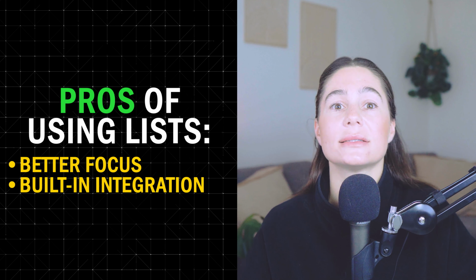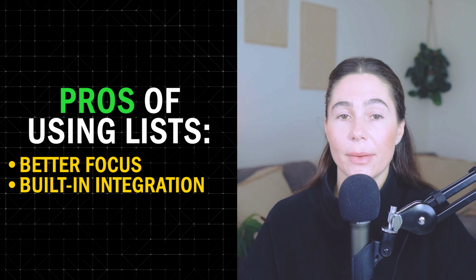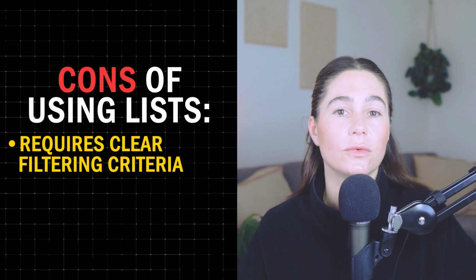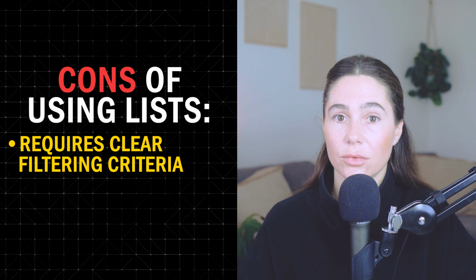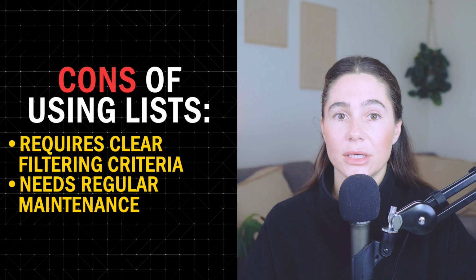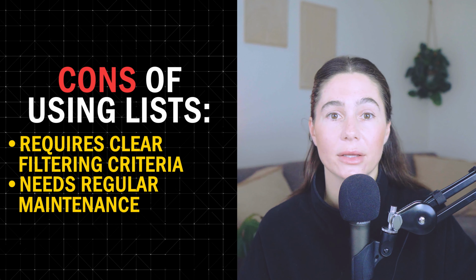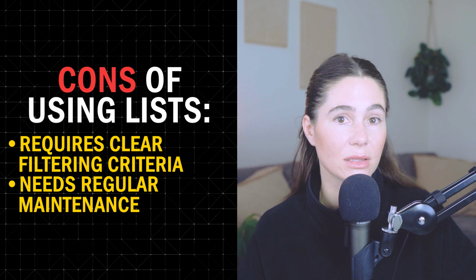Lists work with tasks, follow-ups, and even automation, so actions are not disconnected from your pipeline. On the downside, building useful filters requires clarity about what you value. If you choose the wrong criteria, your daily list feels irrelevant. Another consideration is that prospecting lists require regular maintenance. Lists change over time, so you need to revisit them often.